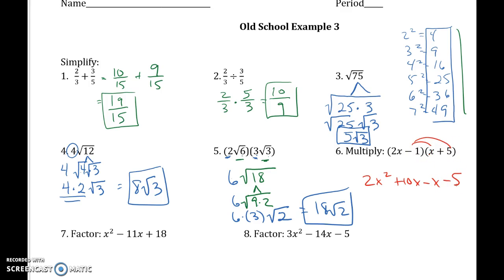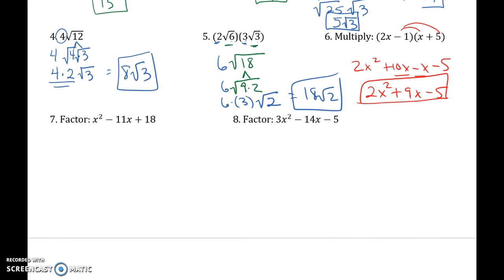And now combine like terms. A lot of you maybe missed this step on your last old school. Just combine like terms. In the middle, these guys go together. And then we'll recopy what's in the back. That's what you're looking for on number 6. And then on 7 and 8, these are the opposite of number 6.